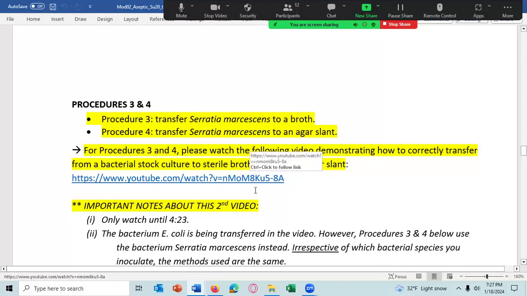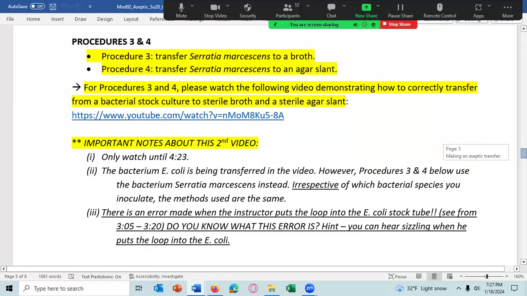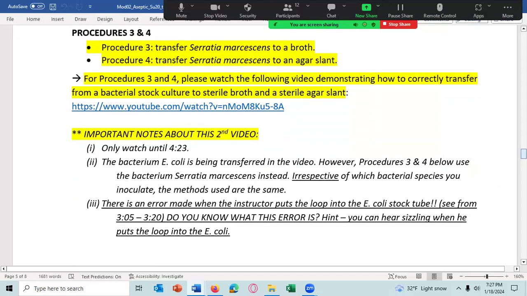All right, when you're watching this video, you only need to watch it until 4 minutes and 23 seconds of the video. After that point, you can stop the video if you wish. You should note that in the video, they're using the bacteria E. coli, which is an unpigmented bacterium. We are transferring Serratia marcescens, which is pigmented. The procedures do not matter whether the bacteria is pigmented or not.